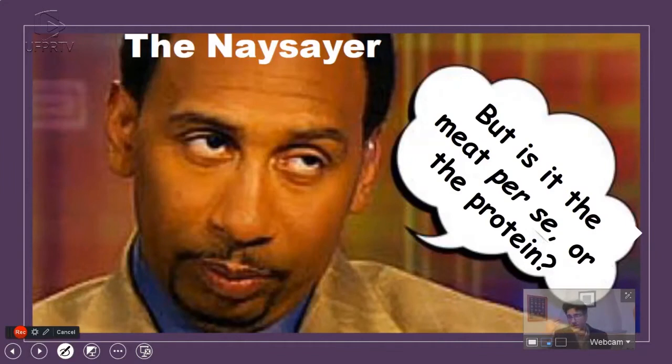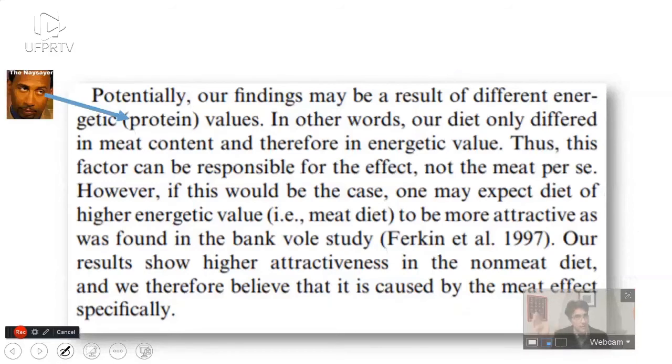But the naysayer could think, if I'm writing, their authors are thinking, but is it the meat per se or is it the protein? Well, they include that and say, well, potentially, hypothetical, potentially our findings may be a result of different energetic protein values. In other words, our diet only differed in meat content and therefore in energetic value. Thus, this factor could be responsible for the effect, but not the meat per se.